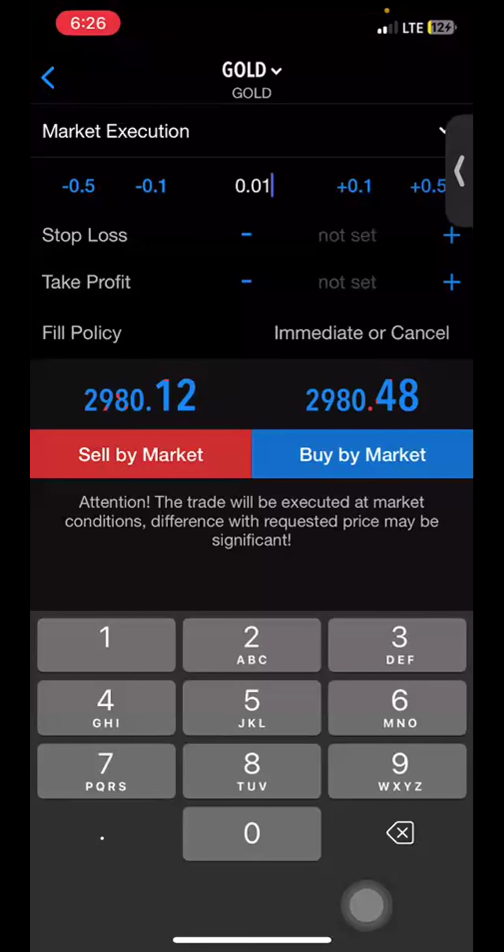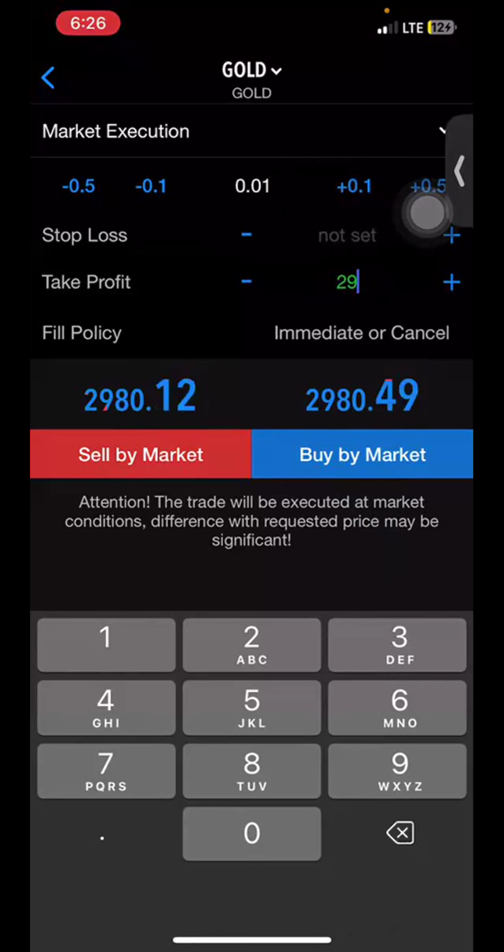But if you're aiming for a TP of 100 pips, then your 0.01, one position, is okay, because once it hits your TP, it's going to give you $10. Do you guys understand?